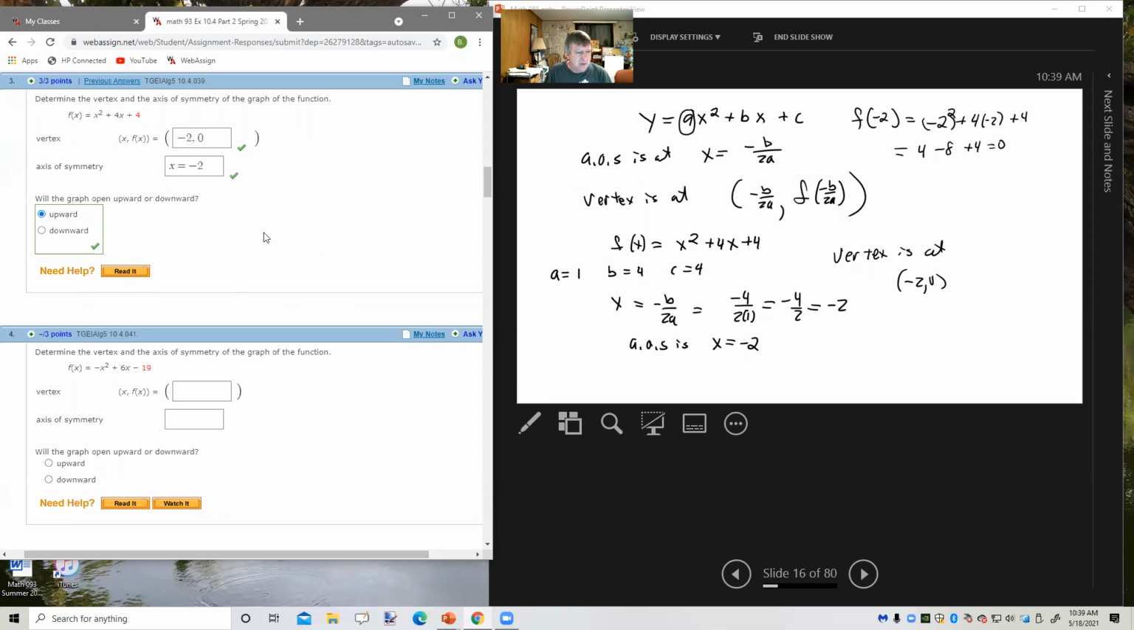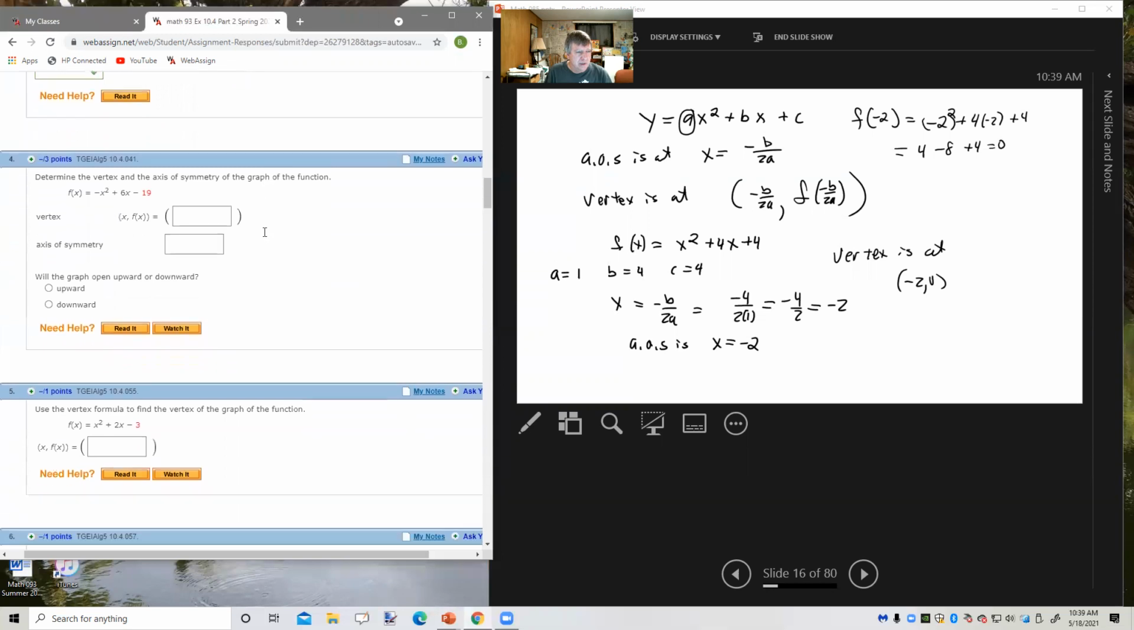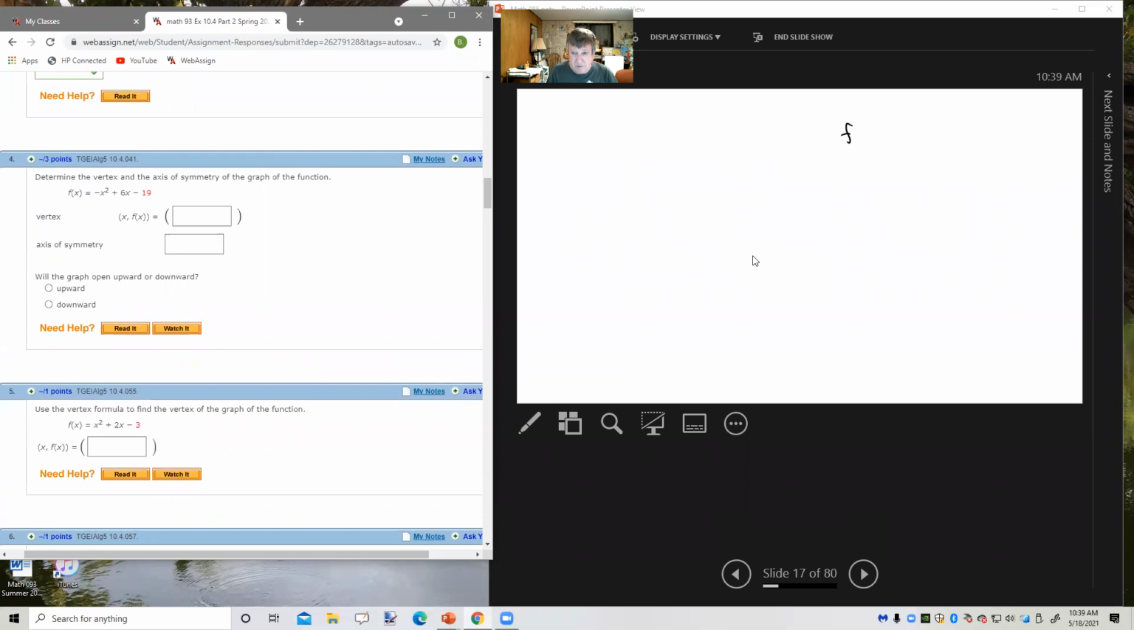All right, let's do another one of those right here, number 4. So we have f of x equals negative x squared plus 6x minus 19. So A is negative 1, B is 6, and C is negative 19. I really don't need to write down what C is to find these two things. It's just kind of a habit.